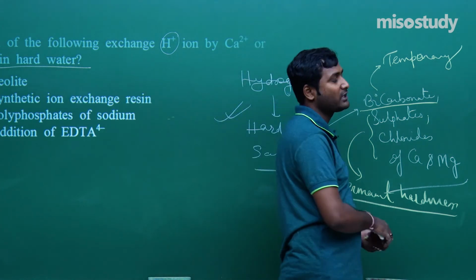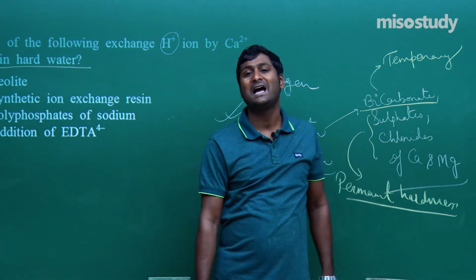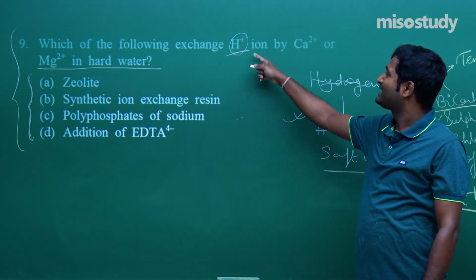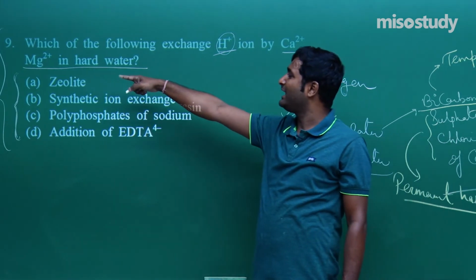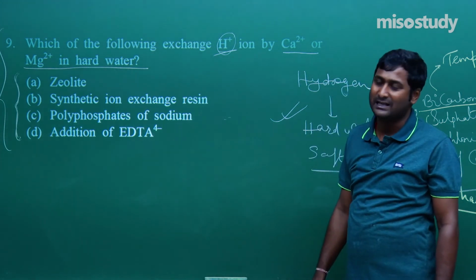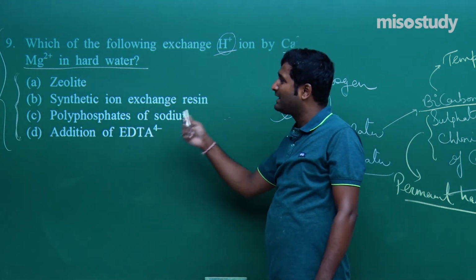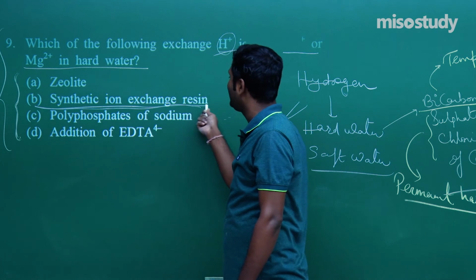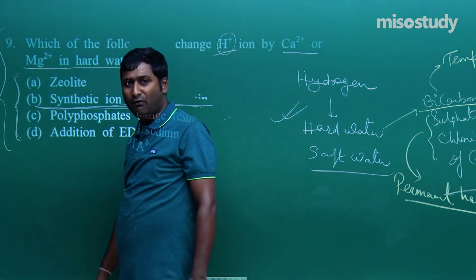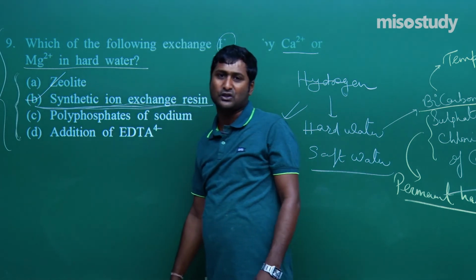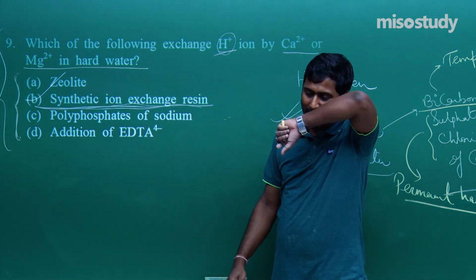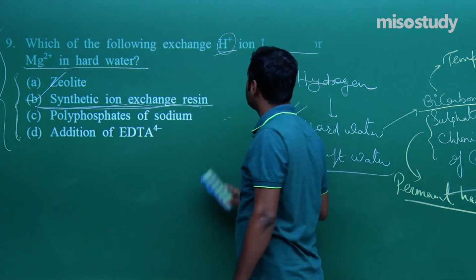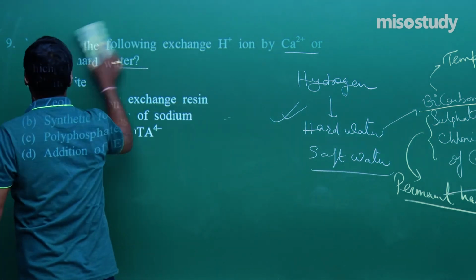One of the most important methods used these days is ion exchange resins. In ion exchange resin, there is an exchange of H+ ion by Ca2+ and Mg2+ in hard water. So what is the method in this case, sir? That is the synthetic ion exchange resin method. So for this, B is the correct option. Am I right, sir? You are absolutely right. What I am telling, again I am repeating, B is the correct option. Now I am going to rub this part and wait for a moment.